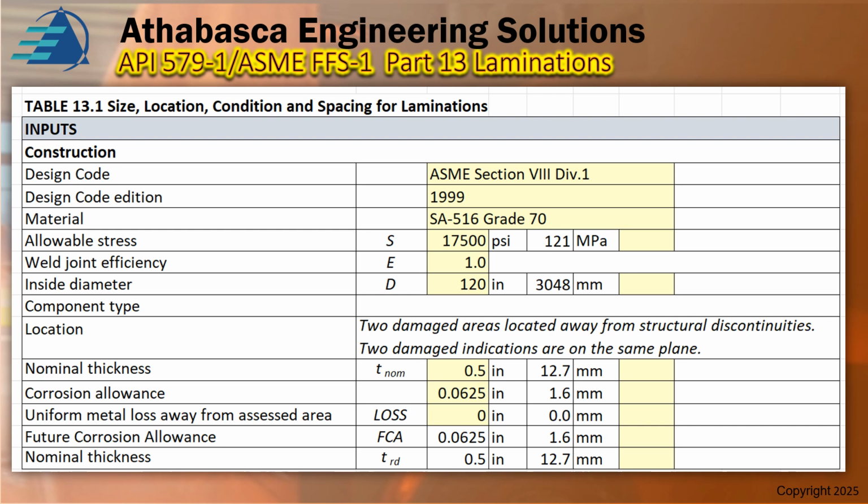So we've already reviewed the design code, the edition, the materials, and allowable stresses organized. We put in the weld joint efficiency and all that. So we've organized all that information. We have the wall thickness, the LOSS, the corrosion allowance, and the future corrosion allowance, which is 0 there, so you can go to this one. If you need more information on that, we have a section on corrosion allowance. And the RD wall thickness as a result is the same as the nominal after the inspection.